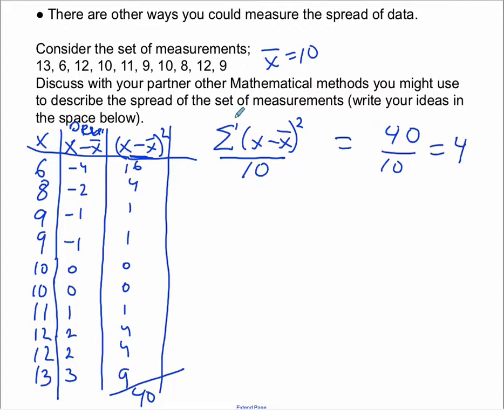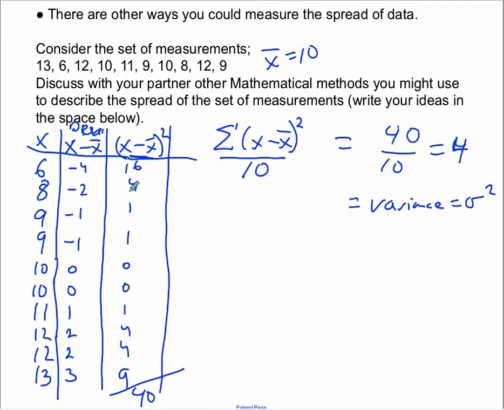Okay, and this has a name and a symbol. This is called variance, and the symbol is sigma squared. That's the Greek letter sigma. Okay, so this is the variance.